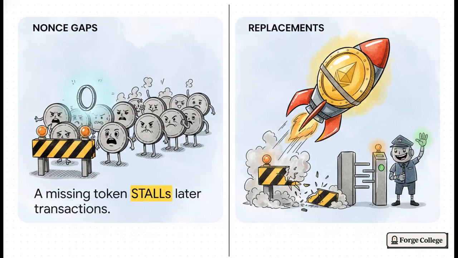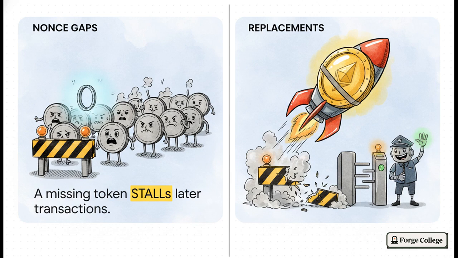First, let's contrast the 2 most common scenarios you're going to face. On the left, we have nonce gaps. This is pure frustration. If you fire off transactions 10, 11, and 12, but transaction 10 had a fee that was way too low and just gets ignored by miners, it creates a gap.